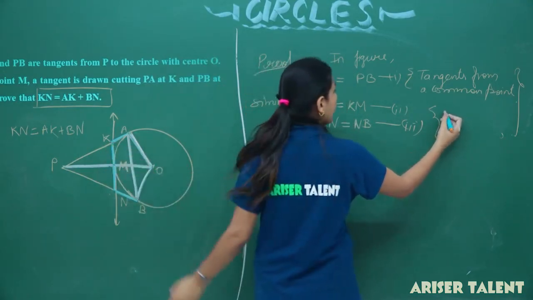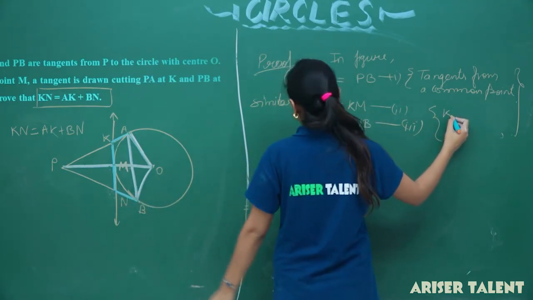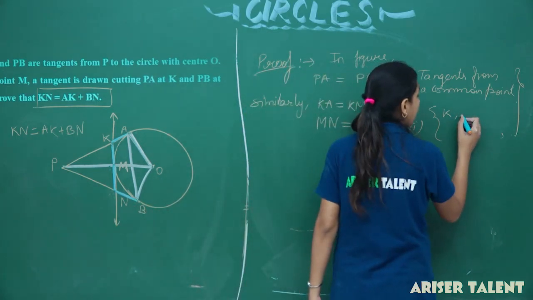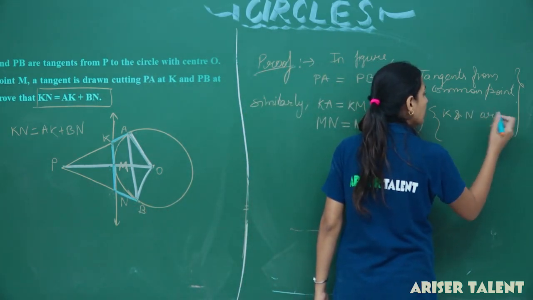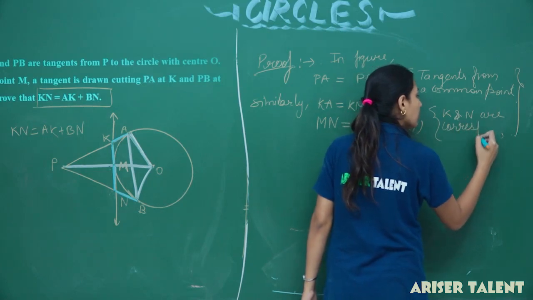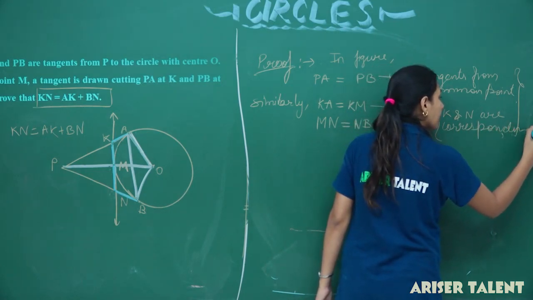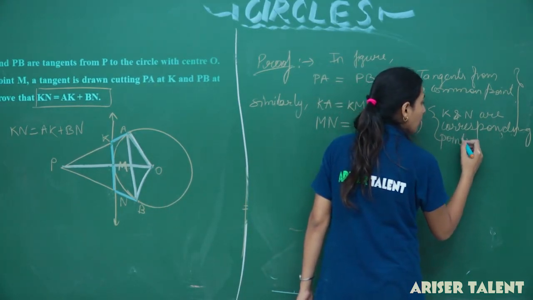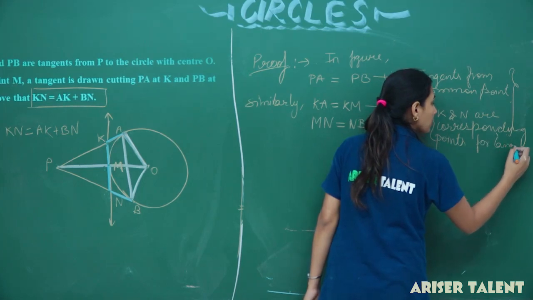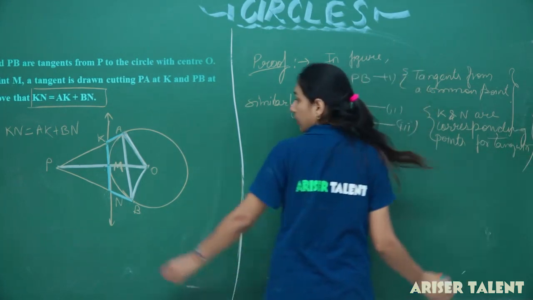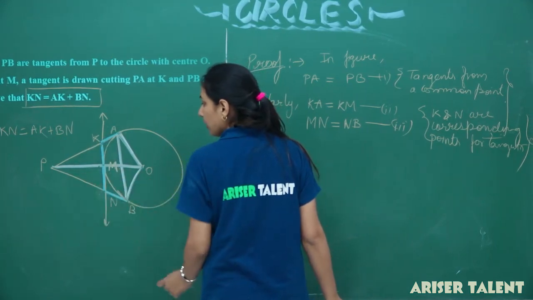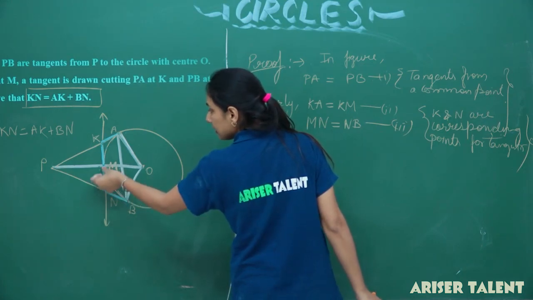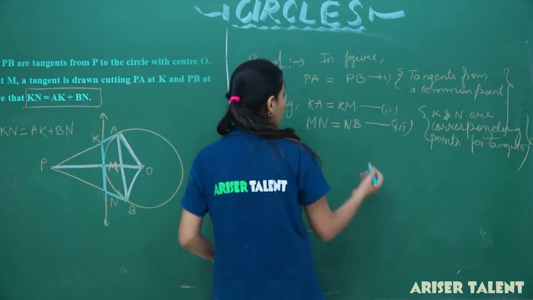Why? In this, K and N are corresponding points for tangents. So, these two tangents K and Km will be equal, if you are having this point here, and then Nm and Nb will be equal, okay.